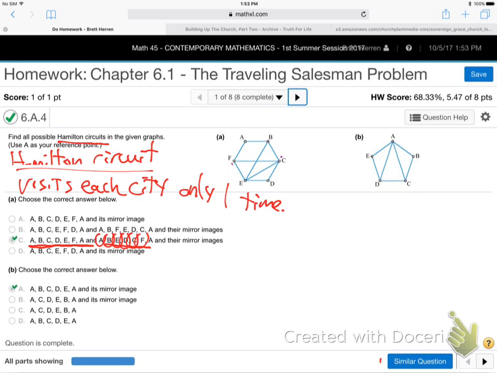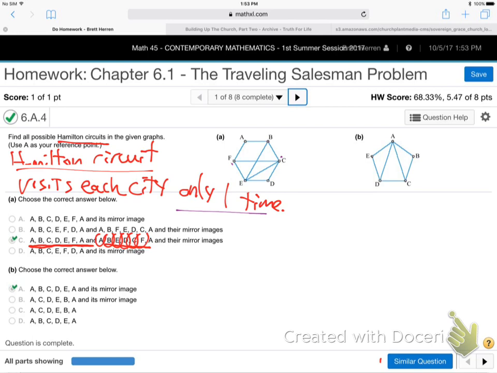Hamilton said, but basically it was a math guy that said the deeply intelligent statement that you should only hit every city once. Well, of course, only hit every city once. So a Hamilton circuit only hits every city only one time. Okay. So what are all the possible Hamilton circuits?